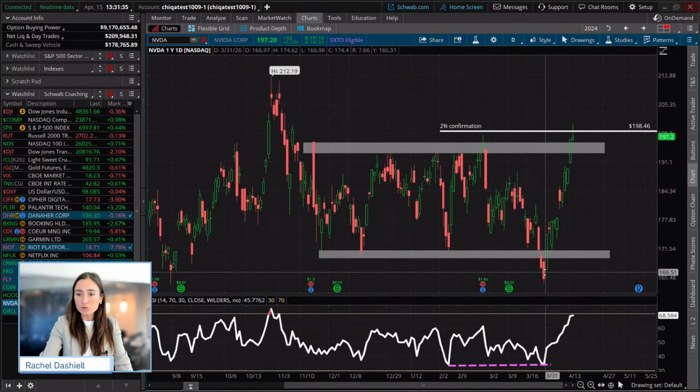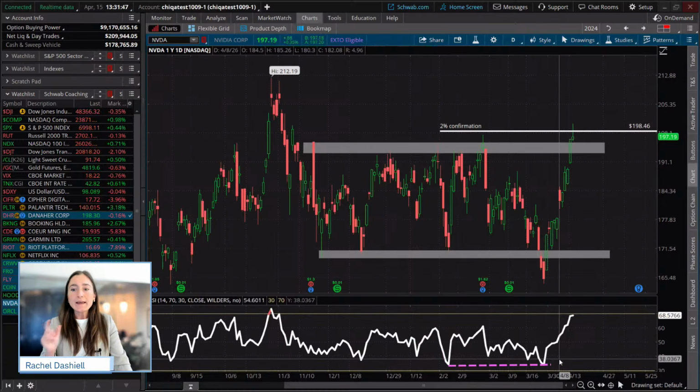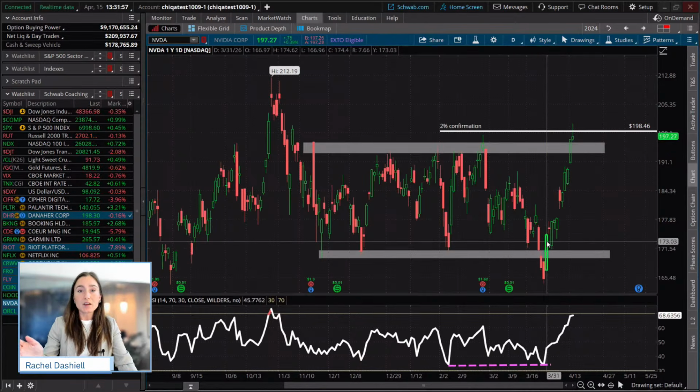We had a failed breakdown and a close above the high of the low day, this being the low day here. And notice when this was happening, you actually had that divergence in momentum. That could have been your first hint that this may be a failed break of this level. And then we had price just rip in the other direction.